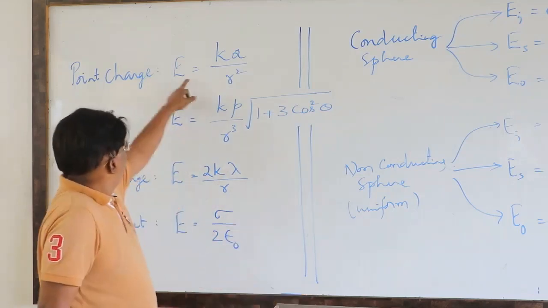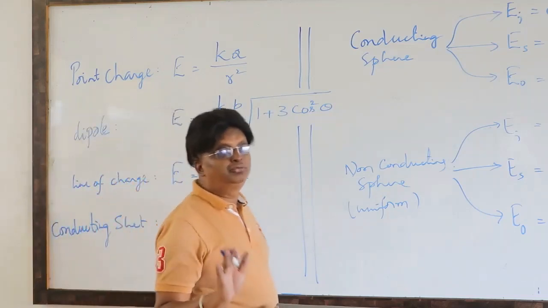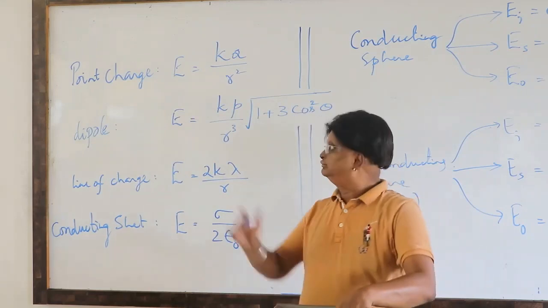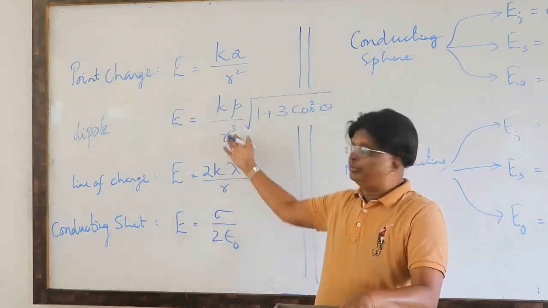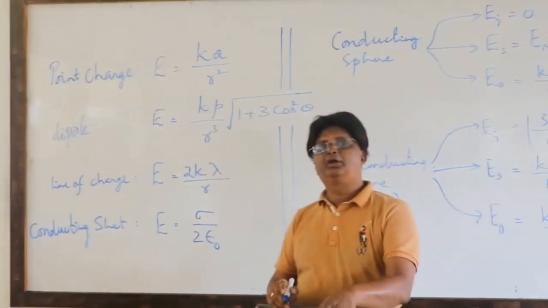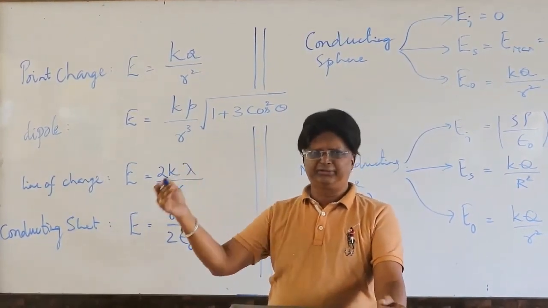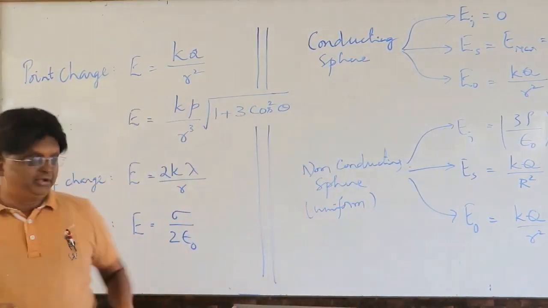Now here, 1, 2, 3, 4, 5, all these are certainly non-uniform fields with respect to both magnitude and direction. All these cases. Dipole, of course, distance changes and also the direction, because axial point, equatorial point, all these are at different points, right? All these are non-uniform, but now look at this.